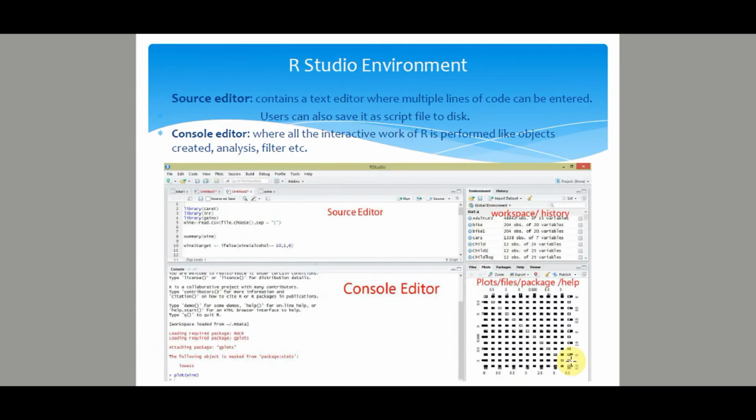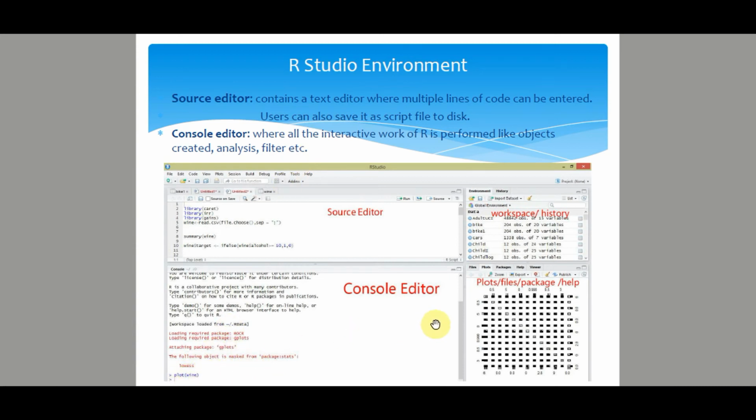This is how RStudio looks. The source editor is a text editor where multiple lines of code can be entered, and users can also save the script to disk. This part is also known as the console, where all the interactive work of R is performed, like objects created, analysis, filtering, etc.